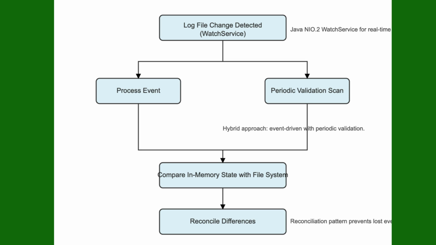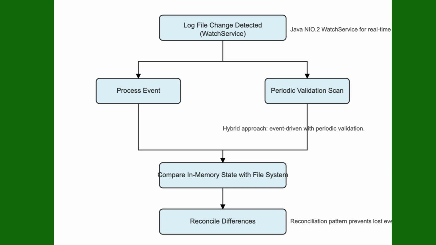To counter this, we implement a hybrid approach, combining immediate event-driven watching with periodic validation scans. This intelligent fallback ensures we catch any missed events or handle complex scenarios like file rotations. Finally, our reconciliation pattern periodically compares our in-memory state with the actual file system, guaranteeing that no log entries are permanently lost even during system failures. This dual strategy ensures both speed and reliability.